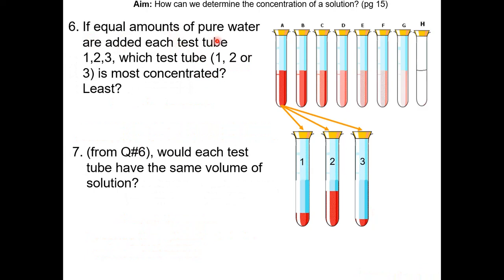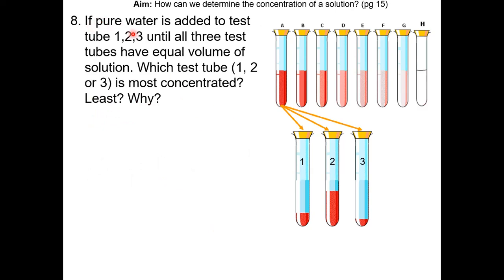Question 6. If equal amounts of pure water are added to each test tube, 1, 2, or 3, which test tube is most concentrated, least concentrated? Test tube 2 will be the most concentrated because it initially had the most solute, and test tube 3 will be the least concentrated because initially it has the least amount of solute. Question 7 is based off question 6. Would each test tube have the same volume of solution? The answer is no.